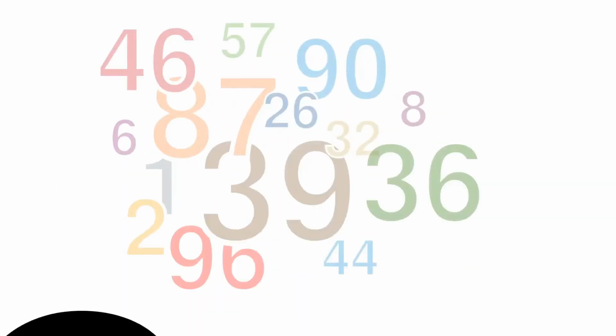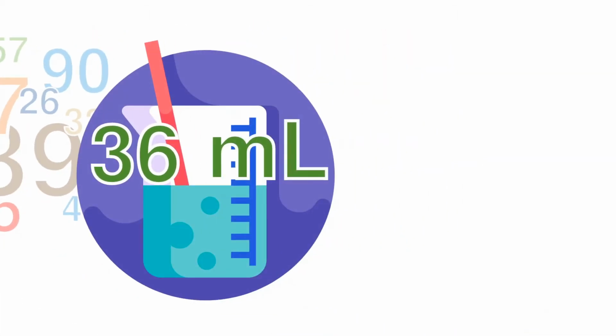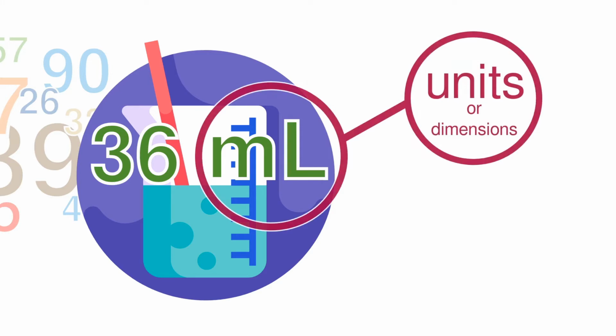In chemistry, and in fact all of science and engineering, we deal with lots of numbers. However, these numbers by themselves are meaningless. We don't just deal with, for example, 36. 36 what? It may be 36 milliliters, which tells us that the number represents an amount of volume, perhaps of a solution. The milliliters are the units or dimensions of the number.